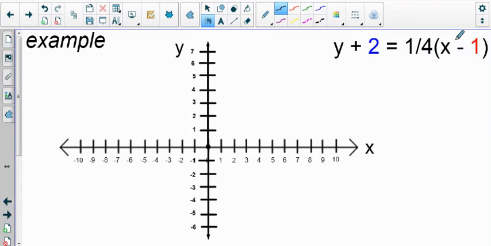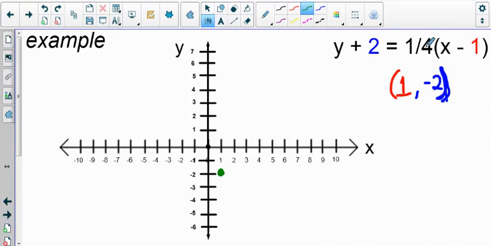So my point is going to be, what's my x value? Well, it's the opposite of this right here. It's the opposite of -1, and the opposite of -1 is 1. And then my y value was the opposite of +2. The opposite of +2 is -2. So now I have a point that I can plot. So 1, -2, right there. X is 1, y is -2.